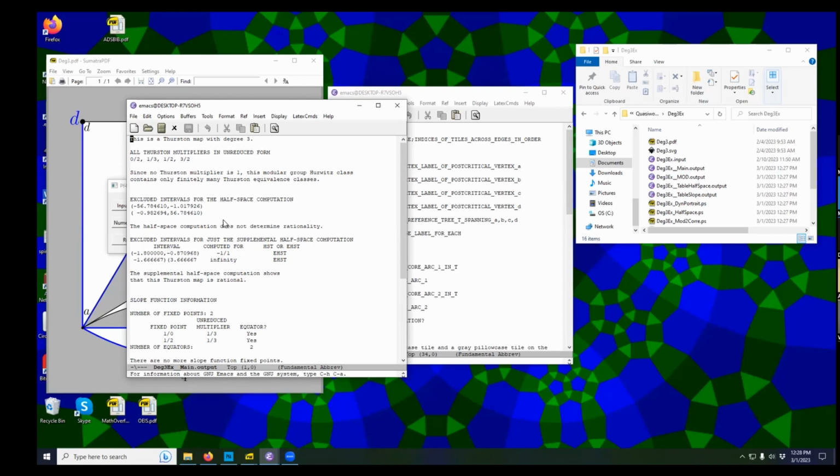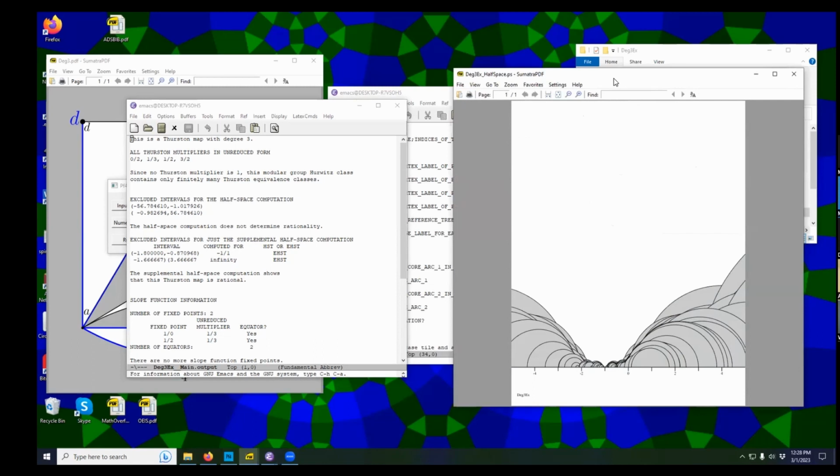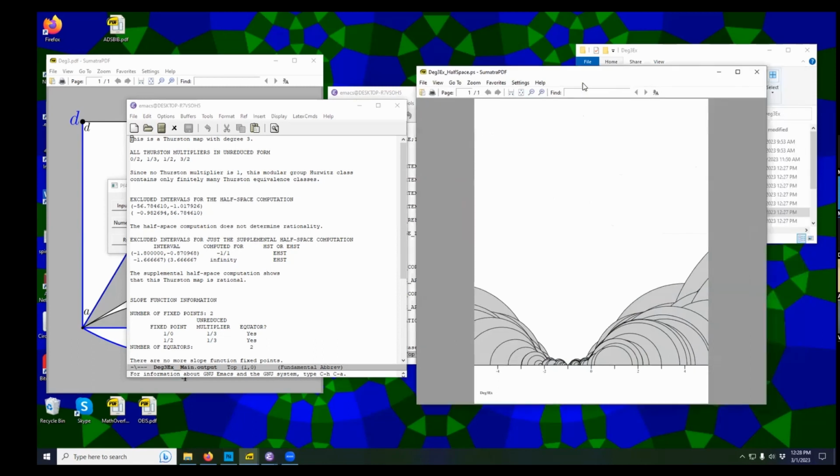Next comes information on the half-space computation. So this is some of the numerical results for that computation. And here is a PostScript file with a picture of the half-space computation. We have a lot of half-spaces here. What half-spaces, you might ask?